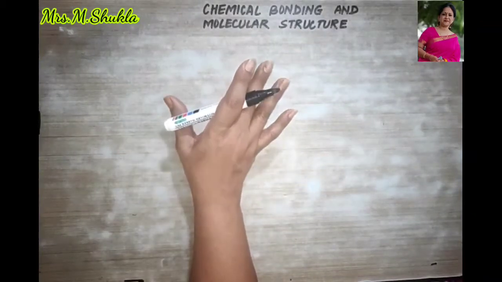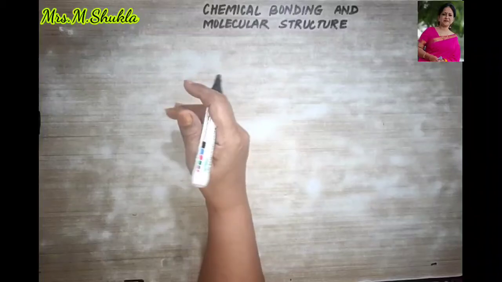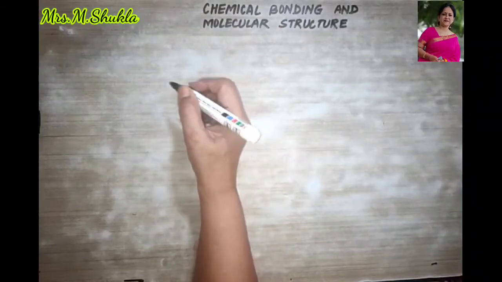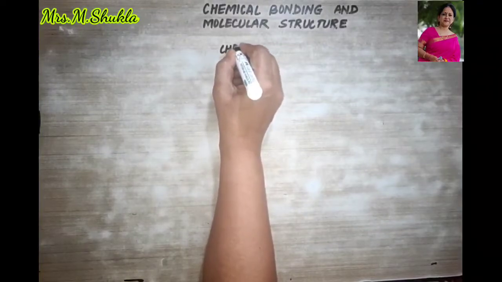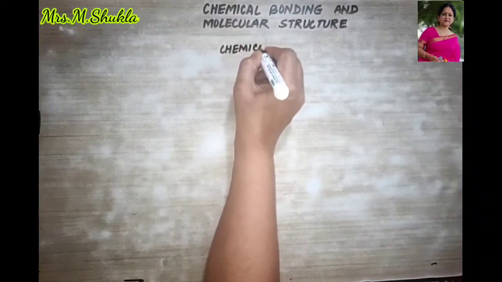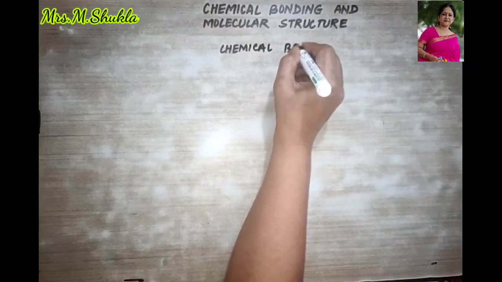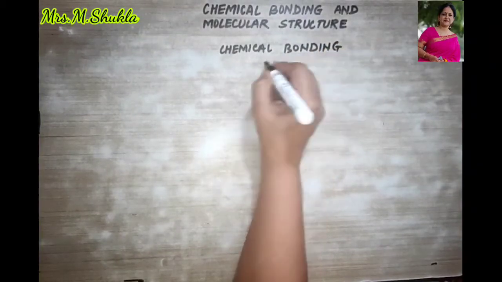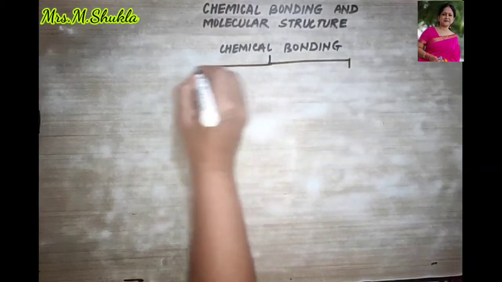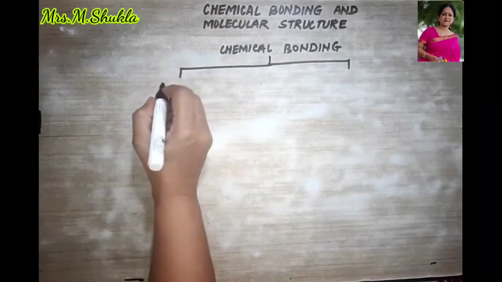Clear? So first let us understand what is the approach to the chemical bonding. We will understand how many types of chemical bonding we are going to study. Okay. So chemical bonding, just now I'll explain to you the definition of what is chemical bonding, but chemical bonding is broadly divided into two parts.